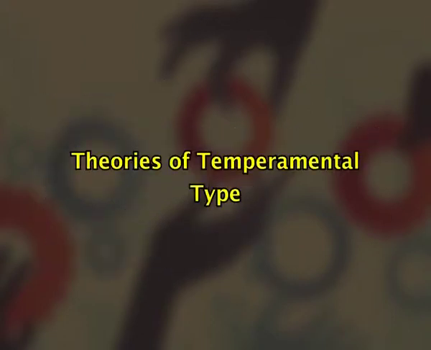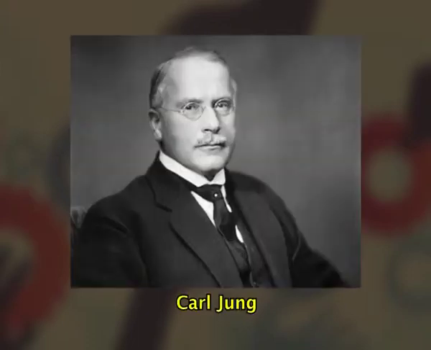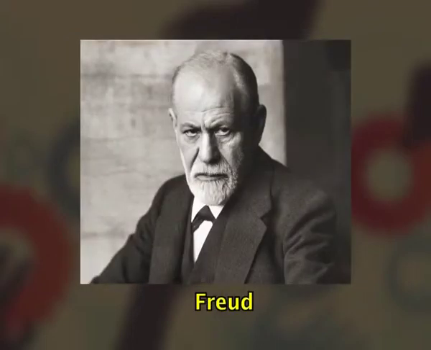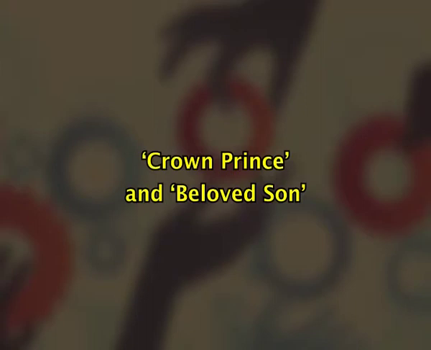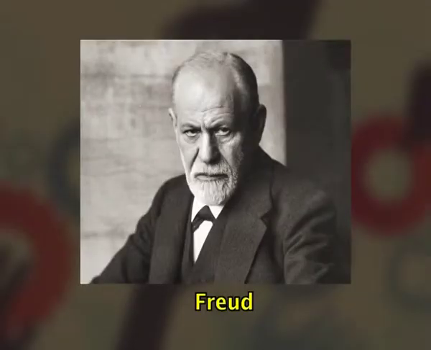Theories of temperamental type. Jung's classification belonged to this type theory of personality. Carl Jung, a physician by profession and a Swiss psychiatrist, came in contact with Freud and became his staunch supporter and follower, to the extent that Freud declared him as crown prince and beloved son. However, in the years that followed, very serious ideological differences, mainly on account of Freud's overemphasis on sex, developed between the two to such an extent that Jung established a separate school of thought called analytical psychology for experimenting with and propagating his ideas.